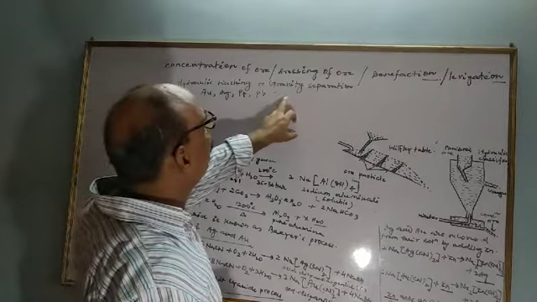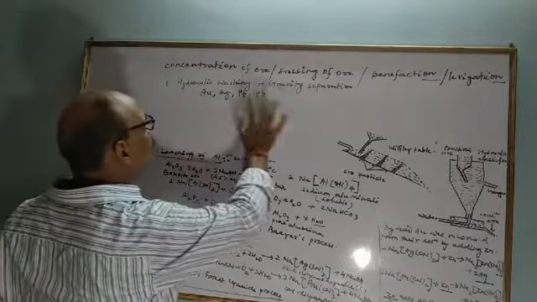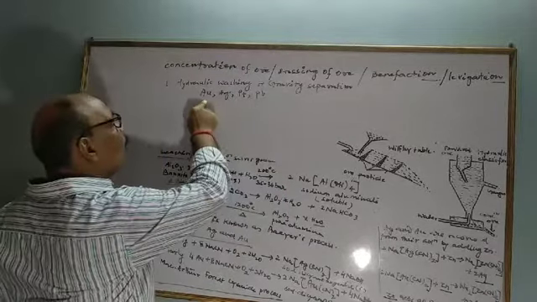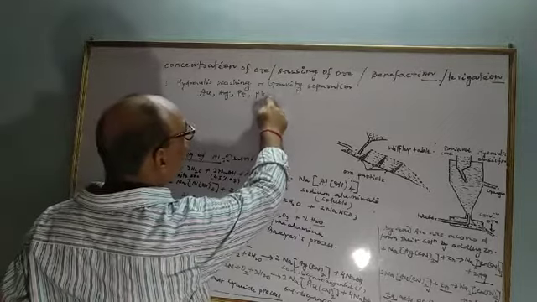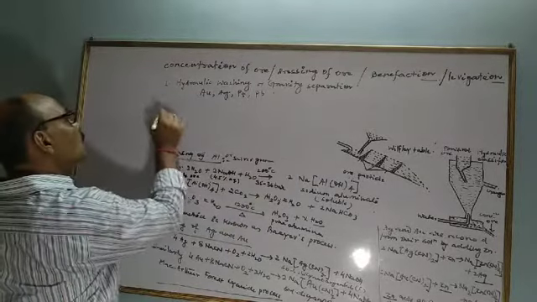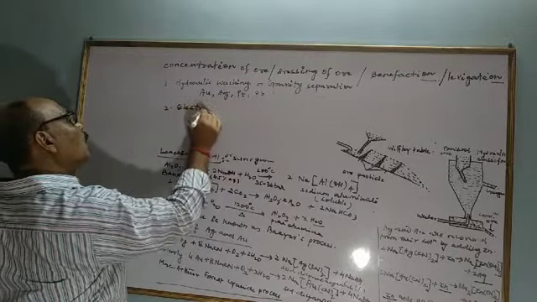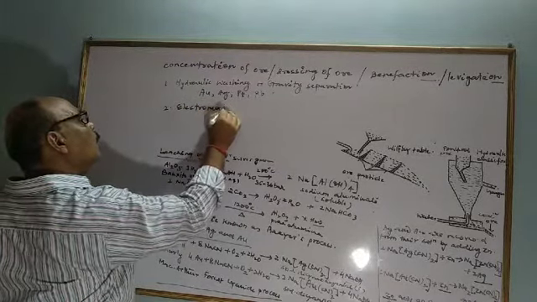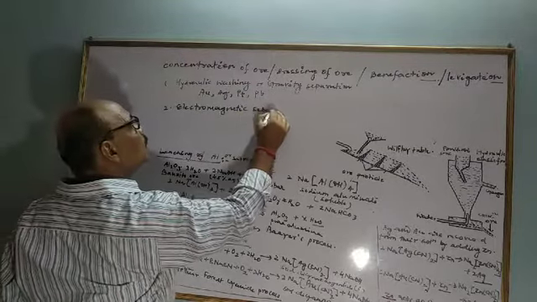Hydraulic washing or gravity separation. This is done for ores like gold, silver, Pt, Pb, etc. Second one is the electromagnetic separation.